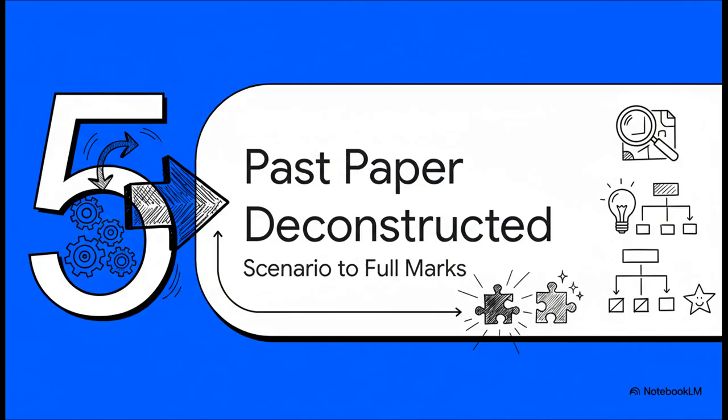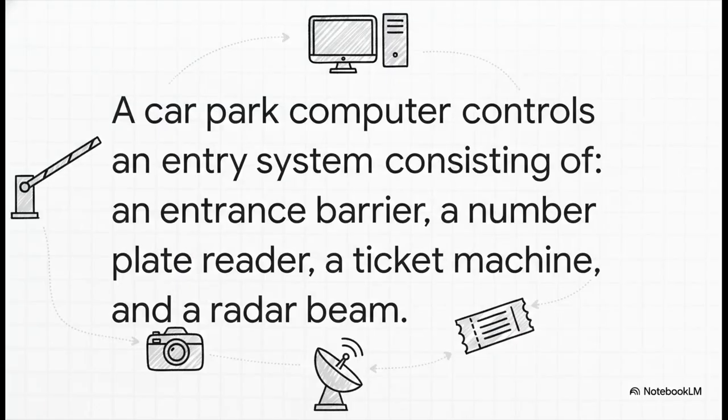All right, time to see if our playbook actually works. We're going to take a real past paper question and break it down, from the scenario all the way to a full marks answer. So this one's from the January 2021 exam. Here's the setup. A company has car parks, and each one has a computer control system. The entry part has an entrance barrier, a number plate reader, a ticket machine, and a radar beam. Simple enough. The task is to draw the information flow diagram. Now seriously, this is a perfect time to hit pause and try it yourself. Use the 5 steps. Go on.